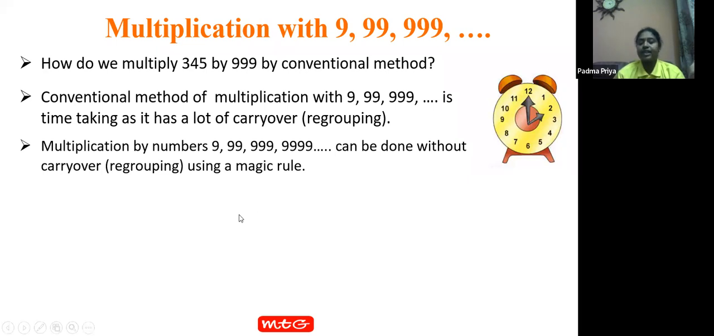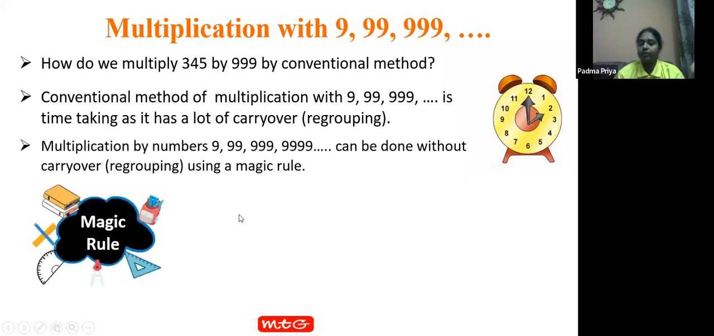Now, what is the magic rule that's used for multiplication? The magic rule is 1 less than 1 before. What is the meaning of 1 less than 1 before? It means the before number, the predecessor. Do you know the concept of predecessor, all of you? Yes, ma'am. Before number. By subtracting 1 from a number, you get the predecessor of it.